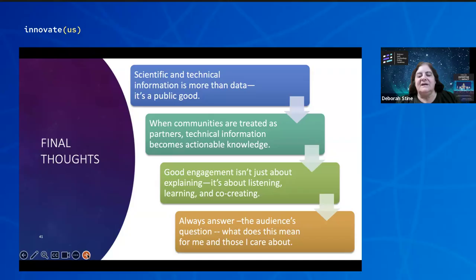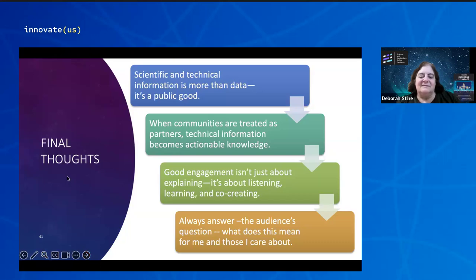And good engagement isn't just about listening and explaining, it's about listening and learning and co-creating. So you really want to be in active listener mode when you're doing communication related to scientific information. You're not telling people things. You're saying, okay, this is what we have found. What would you like to know? What information do you have to share with me? Not just what information I have to share with you.